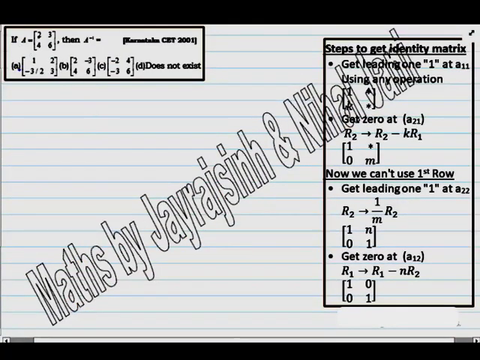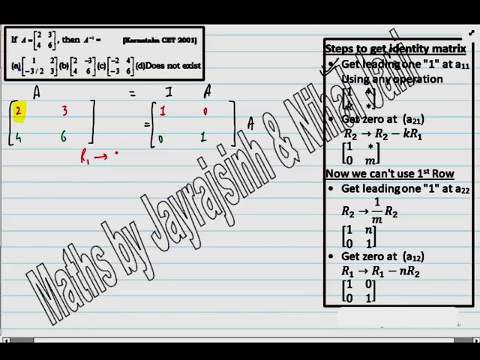In this question, the given matrix is 2, 3, 4, 6, and we have to find the inverse of that matrix. For that, we should write it in the form of A is equal to IA. Then, the first step is to get a leading one at A11. The only option to get there is by taking 2 common from the first row. That means we have to take the operation R1 gives 1 by 2 R1.